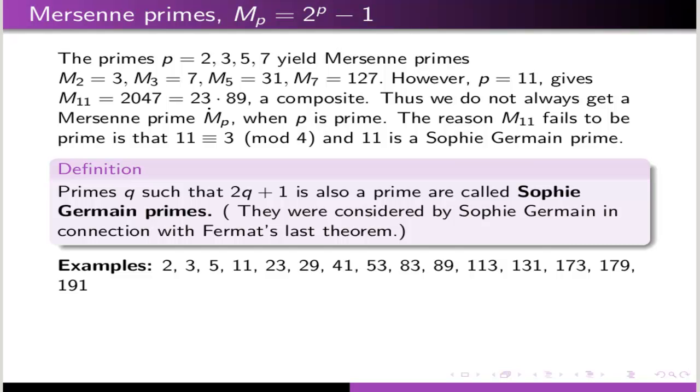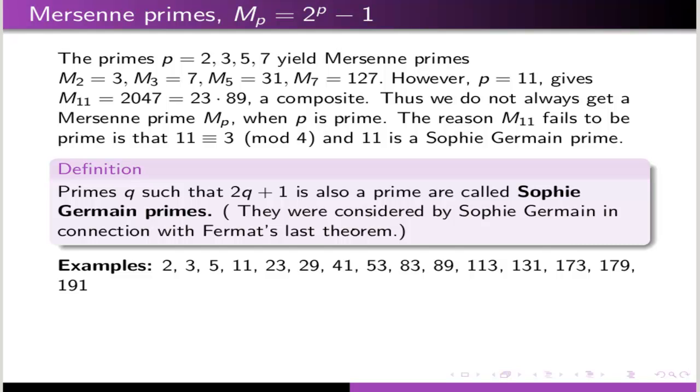And the reason M11 fails is that 11 is a Sophie Germain prime. So what's a Sophie Germain prime? Any prime Q such that 2Q plus 1 is also a prime is called a Sophie Germain prime. They are named after the mathematician Sophie Germain, who was studying them in connection with Fermat's last theorem, the x to the n plus y to the n equals z to the n equation. It was established in the 1800s that Fermat's last theorem, which was really a conjecture at the time, was valid for Sophie Germain primes. So here are a few examples.